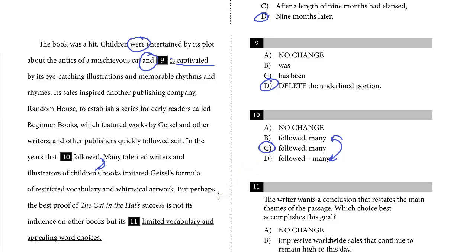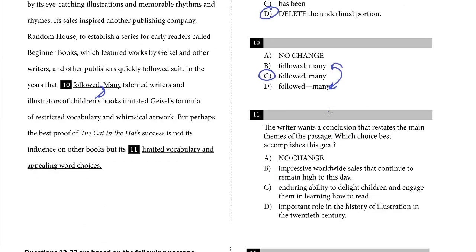But perhaps the best proof of The Cat in the Hat's success is not its influence on other books, but its limited vocabulary and appealing word choices. So again, read the call of the question. We want the writer to add a conclusion that restates the main themes of the passage. Which choice best accomplishes this? Is the whole passage not just its influence on other books, but its limited vocabulary and appealing word choices? No, it's that these books have been around for generations, and it states that the best proof of its success is not just that it's influencing these other books. Remember, this was a long time ago. But let's take a look at the choice.